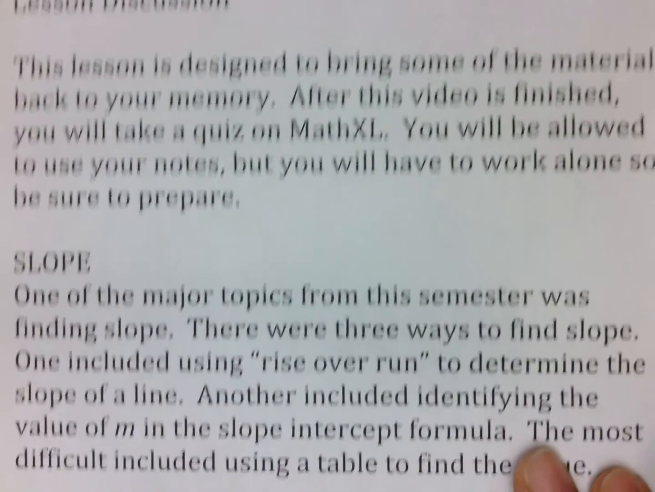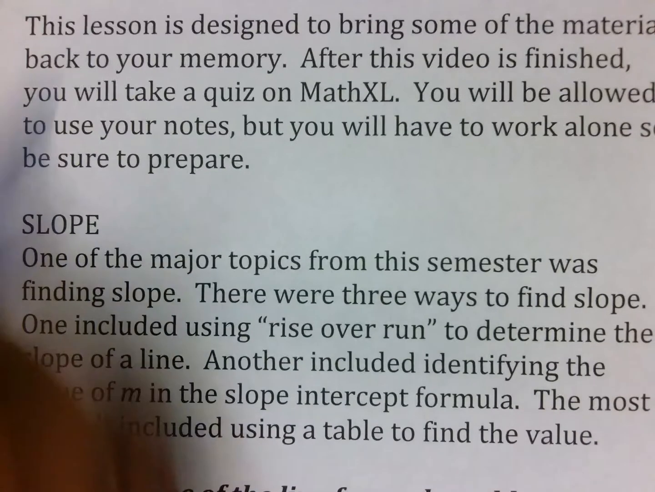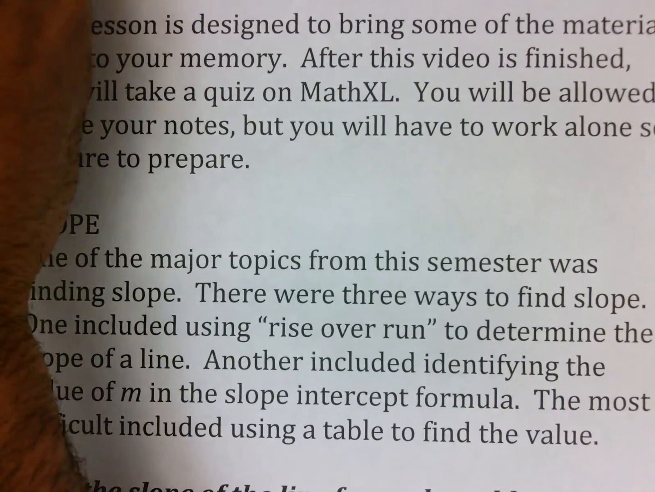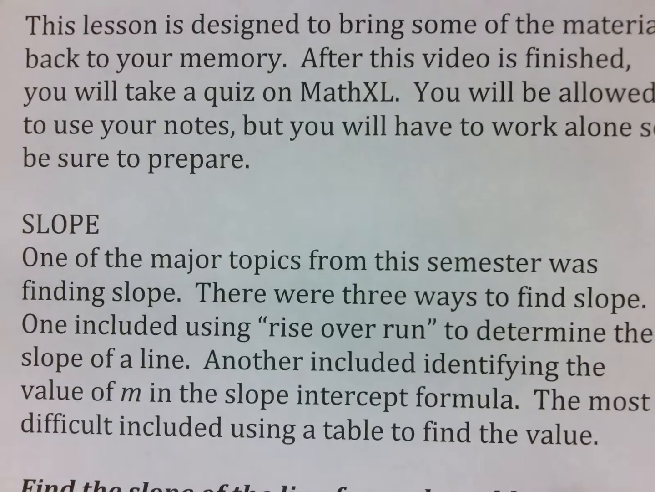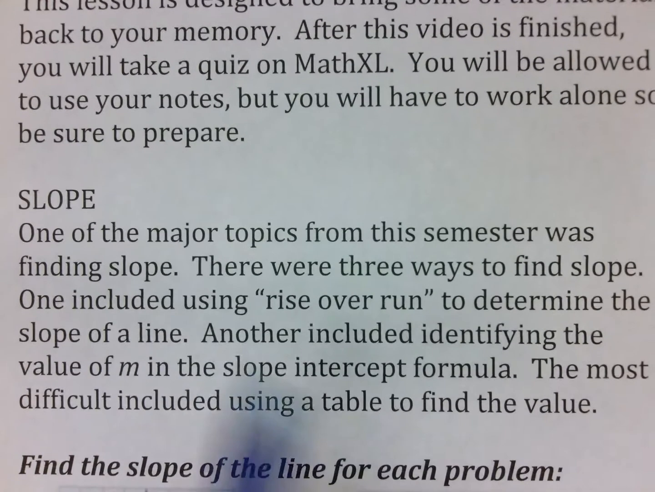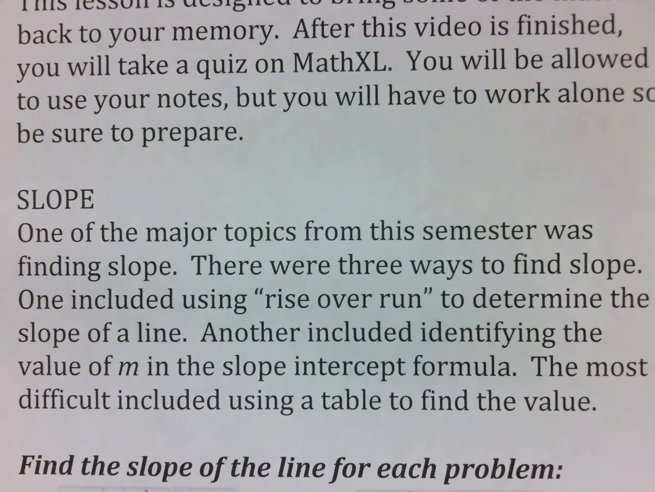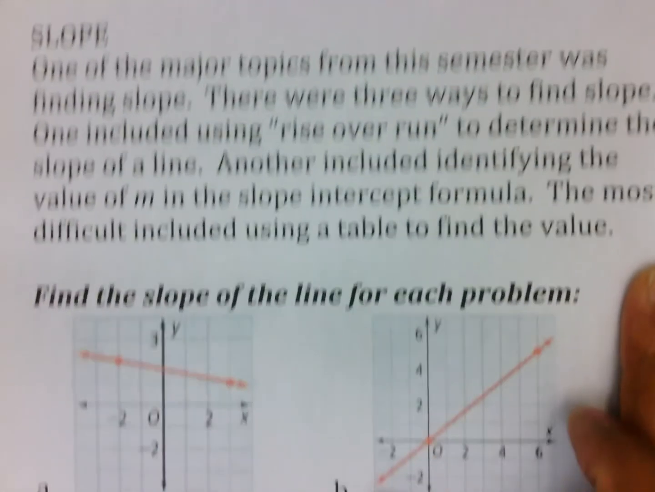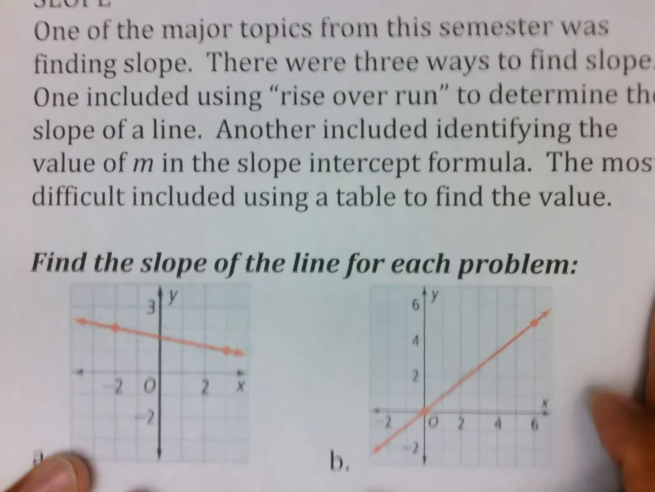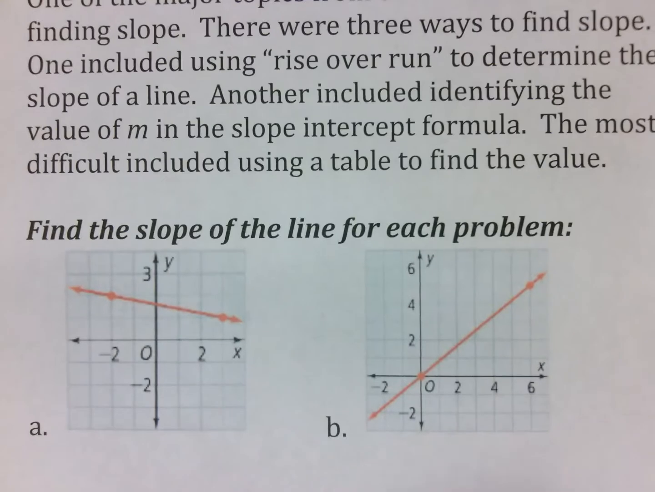One of the topics we talked about this semester was slope, and there were 3 ways to find slope that we learned about. We learned about one using the words rise over run to find the slope of an actual line. We had another one where we identified the value of m in a slope-intercept formula. And the most difficult way was using a table to find the value. So we're going to look at all 3 of those before we move on to another topic.